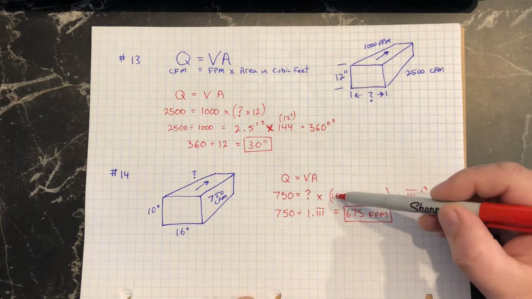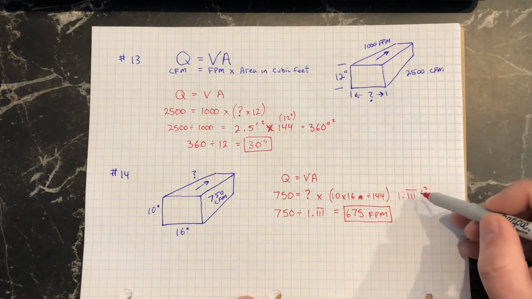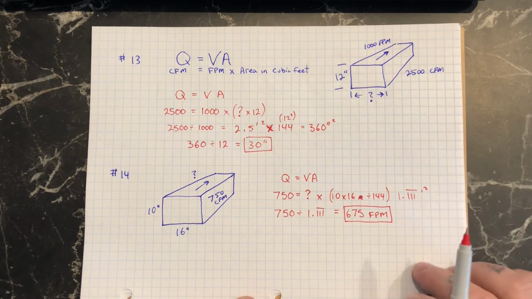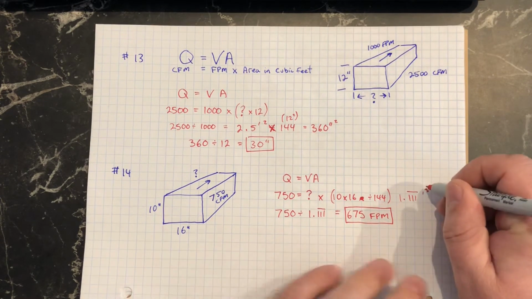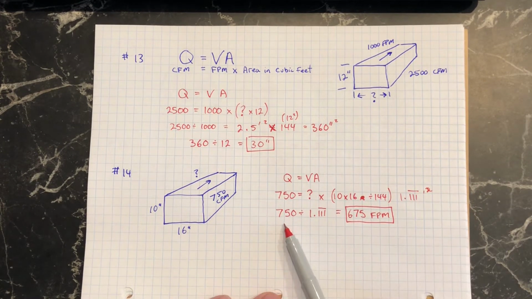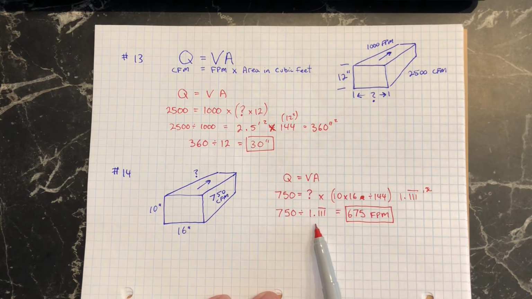Our area is going to be 10 by 16 divided by 144 to give us 1.111 continuing cubic feet. Square feet? Shoot, that should be square feet. So then, same thing, this times this equals this. So this divided by that will equal our feet per minute. 750 divided by 1.111 continuing is 675 feet per minute.